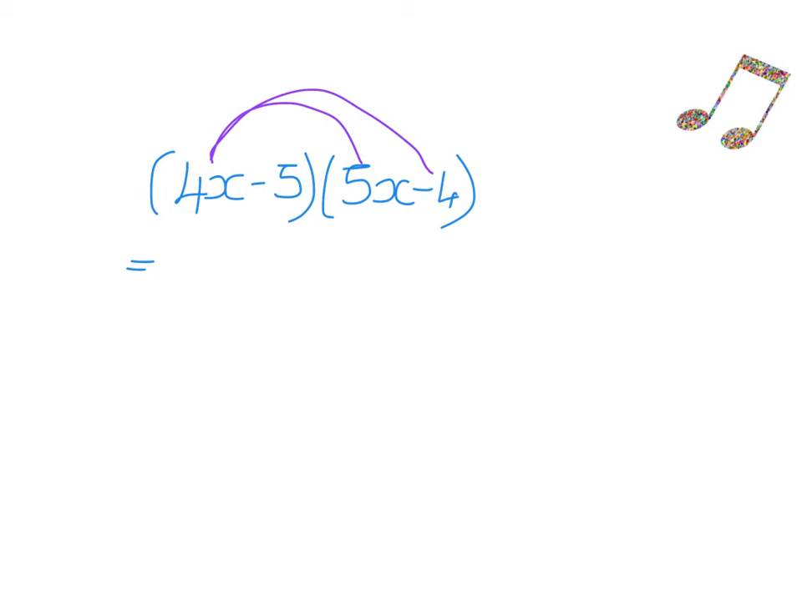So 4x times 5x, they're both positive. There's no signs in front of them, so they're both positive. So my answer is going to be positive. 4x times 5x, well 4 times 5 is 20. And x times x is x squared.